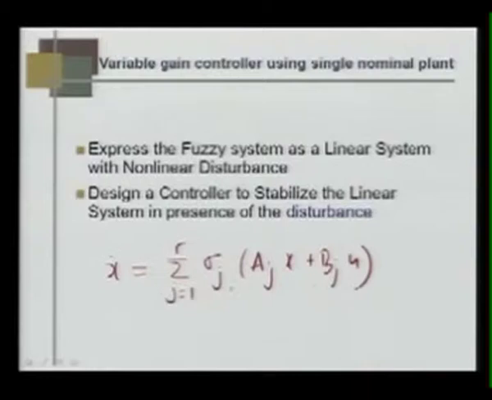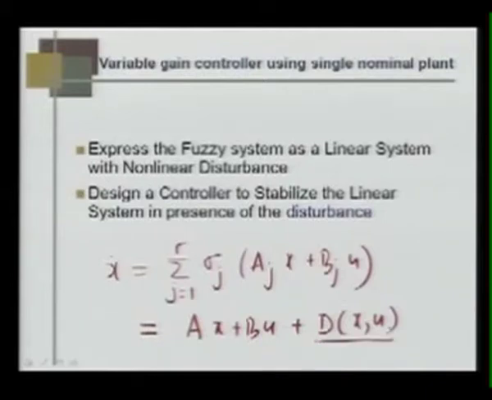You can easily see that this looks like a very convenient form, easy to handle, and this I can write as A x plus B u plus a disturbance term. So, this is my disturbance term. This is what I am saying here. Express the fuzzy system as a linear system with nonlinear disturbance. Then design a controller to stabilize the linear system in the presence of this disturbance.